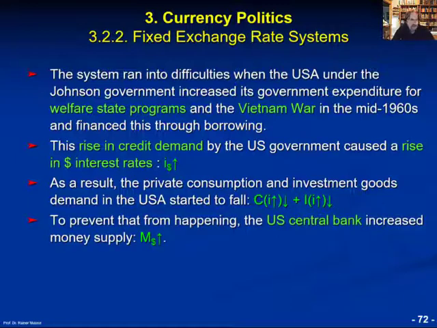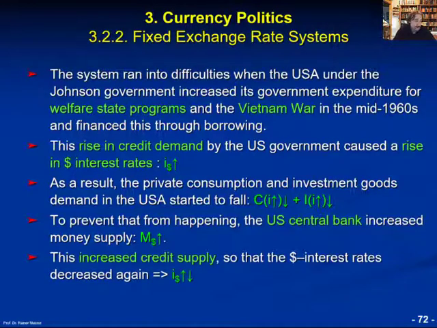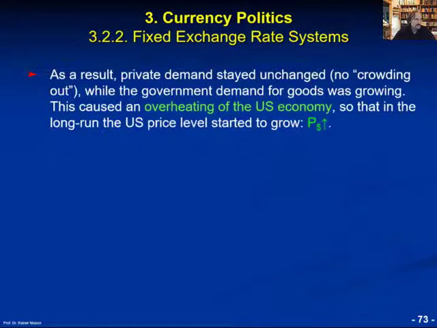To prevent that from happening, the United States Central Bank increased money supply. The increased money supply caused then the dollar interest rates to decrease again. As a result, private demand stayed unchanged, while the government demand for goods was growing. This caused excess demand, which caused an overheating of the US economy, so that in the long run the US price level started to grow.